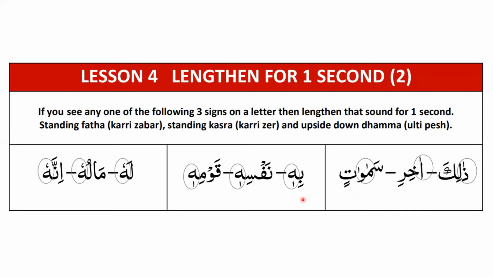Next example. به، نفسه، قومه. These are the examples of standing kasra. Once again, repeat after me. به، نفسه، قومه. Now moving on to the upside down dhamma.